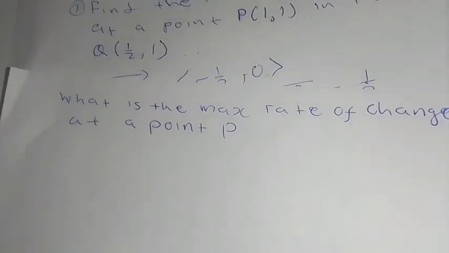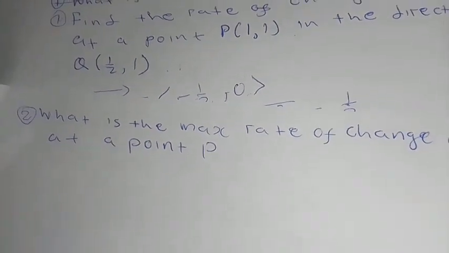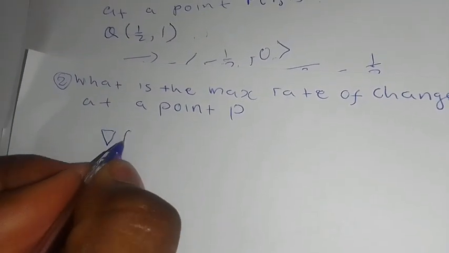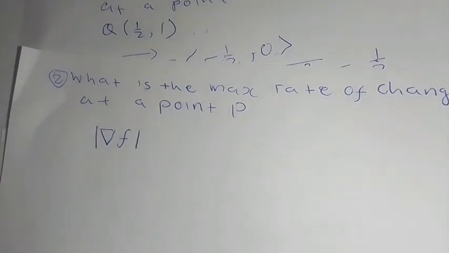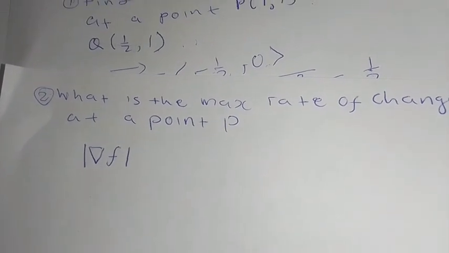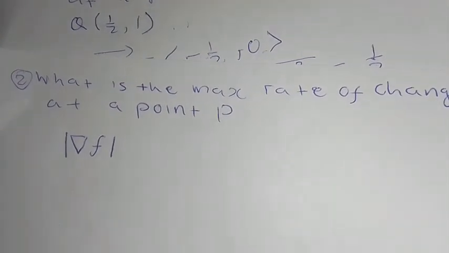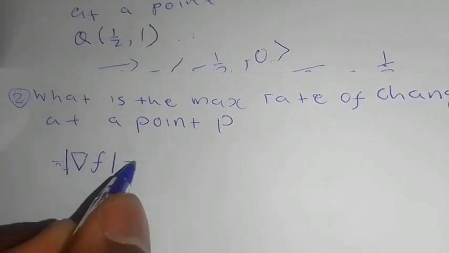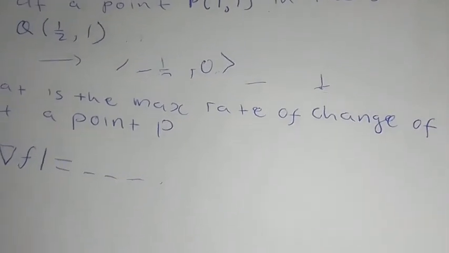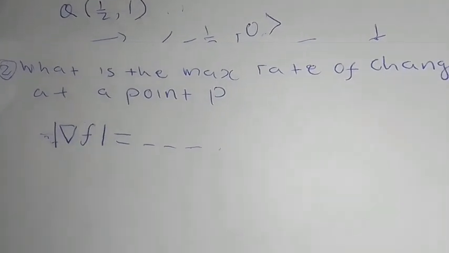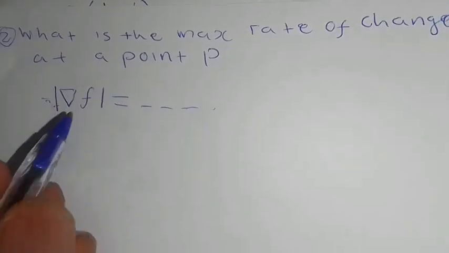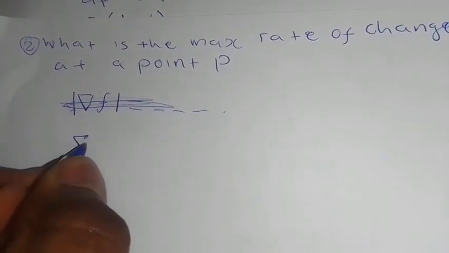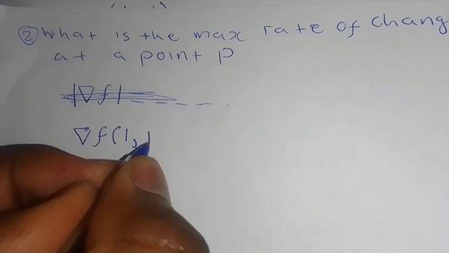So what did I say? I said whenever they want you to find the maximum rate of change, you have to find the magnitude of your gradient vector at whatever point that is. So this is technically what gives us the maximum rate of change, equal to the magnitude of the gradient vector of f. So let's first find this at the point (1, 1).